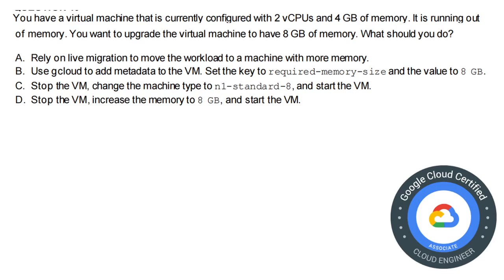Next is, you have a virtual machine that is currently configured with 2 vCPUs and 4 GB of memory. It is running out of memory. You want to upgrade the virtual machine to have 8 GB of memory. What should you do? The answer for this will be option D. You have to stop the VM and increase the memory to 8 GB, and then you have to restart or start the VM again.